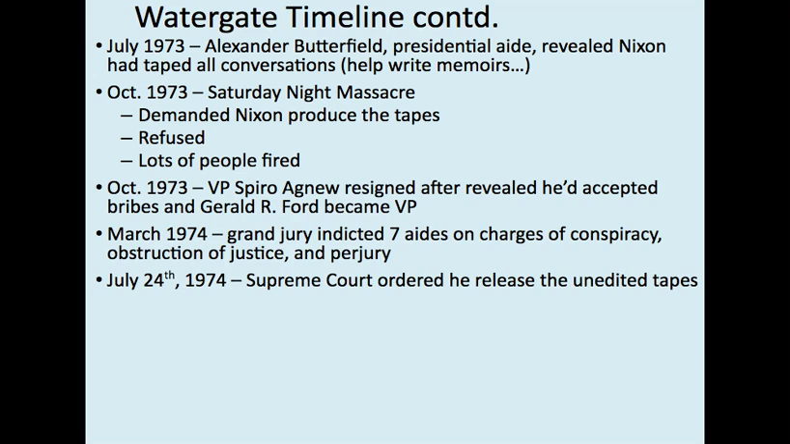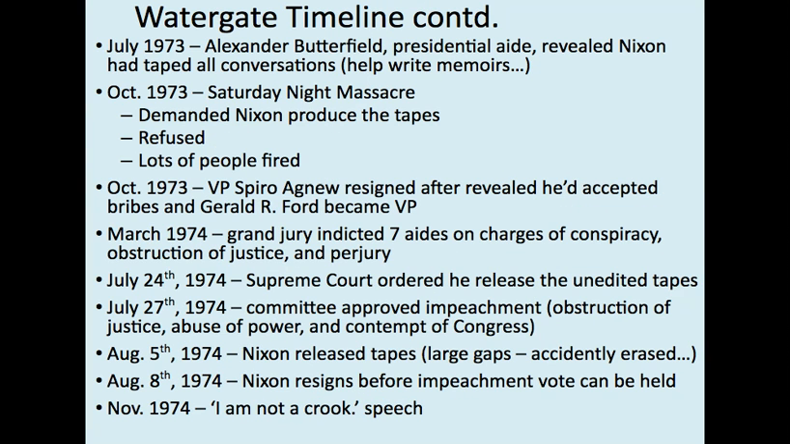In the following month, we're going to see another big bombshell drop in this investigation. In July, Alexander Butterfield, who had been working in the Nixon administration, revealed that Nixon taped all of his conversations. This was not an uncommon thing for presidents to do. LBJ also taped everything that happened in the Oval Office. Nixon, of course, had never told anyone and never shared with the public that he had been recording all his conversations in the Oval Office.